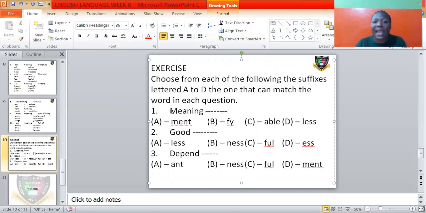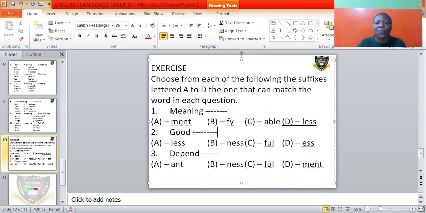Can we put MENT there? Have you heard of something like miniment before? You're laughing already. No. So that means that is a wrong option. We have FY, minify. No. Miniable. No. We have meaningless. Yes. So you can add LESS, which means nothing. Meaningless. Okay? Good.